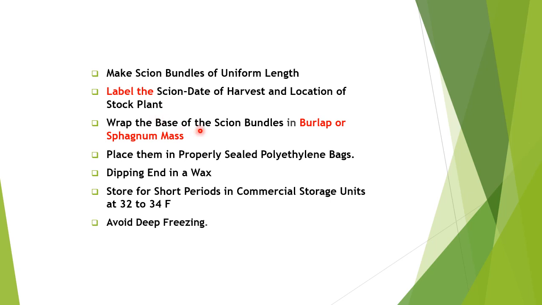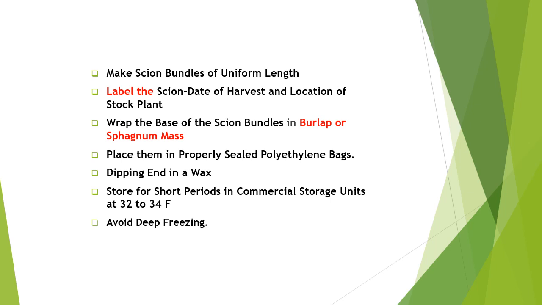You wrap the base of the scion bundles in burlap or sphagnum moss to protect it from desiccation, or you can seal them properly in a polythene bag, or you can dip their ends into wax. And on a larger scale, you can keep them stored in commercial storage units at 32 to 34 Fahrenheit, but you should avoid deep freezing.